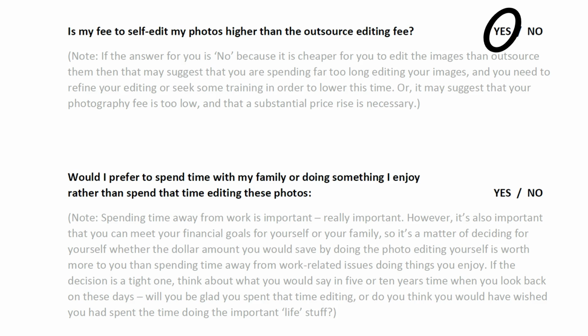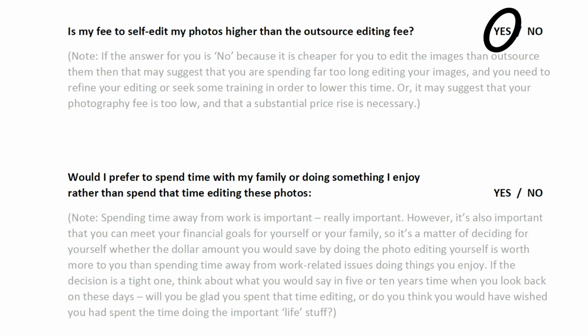Now the final question is this one. Would I prefer to spend time with my family or doing something I enjoy rather than spend that time editing these photos? Now that's something only you can answer. There's no really objective way to address that one. But note what I've said below that question.